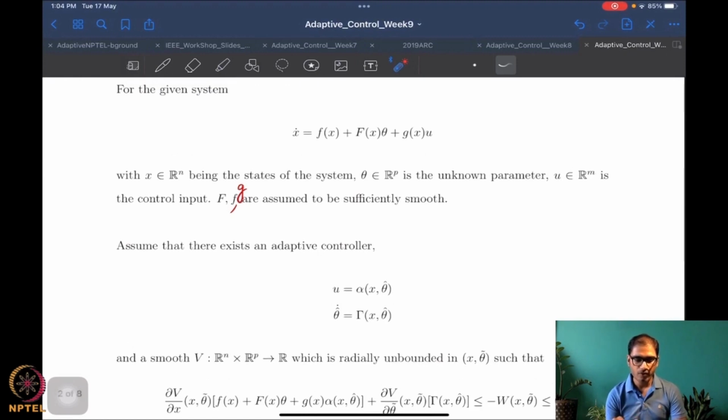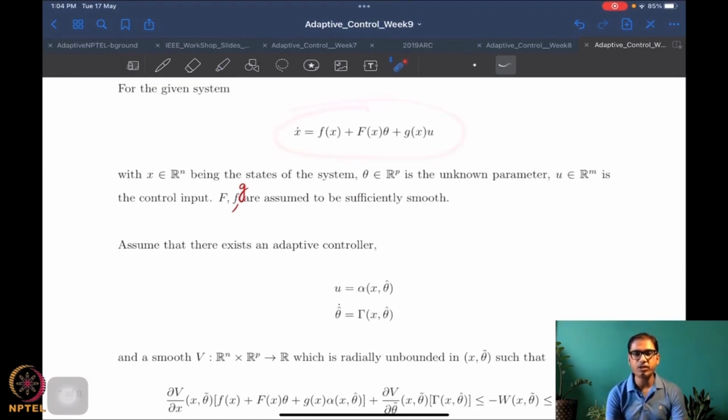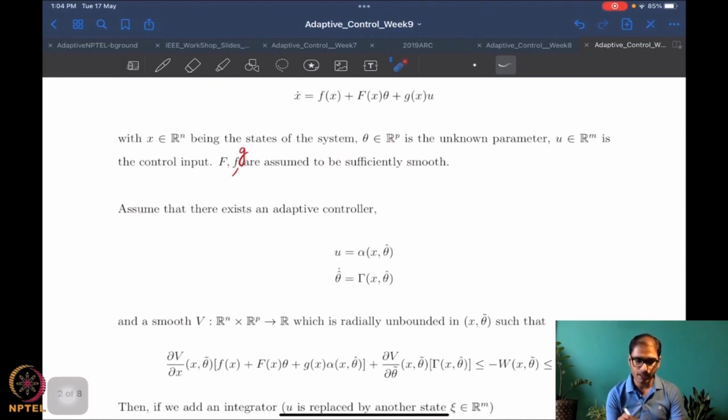So suppose for this system there exists an adaptive controller. What is an adaptive controller? There are two pieces to an adaptive controller. First is a control law u, a specification for what the actuator has to generate, and this depends on x and an estimate of the parameter theta hat. And further, there is an update law for theta hat, that is theta hat dot, which again depends on the state and theta hat, possibly. So this is what constitutes an adaptive controller: a control law u and a parameter update law for theta hat.